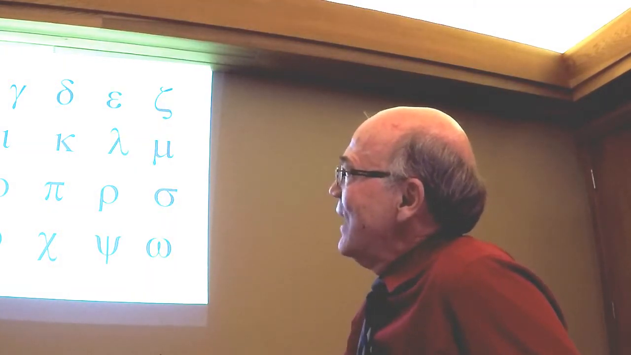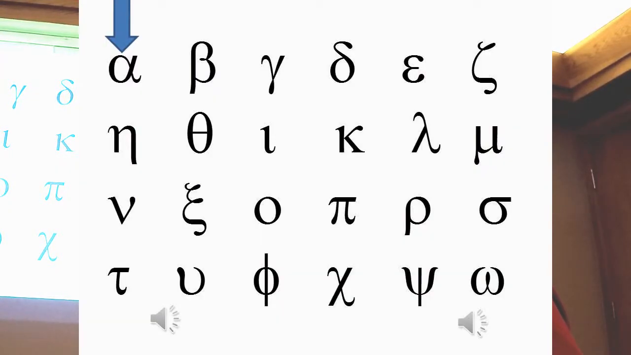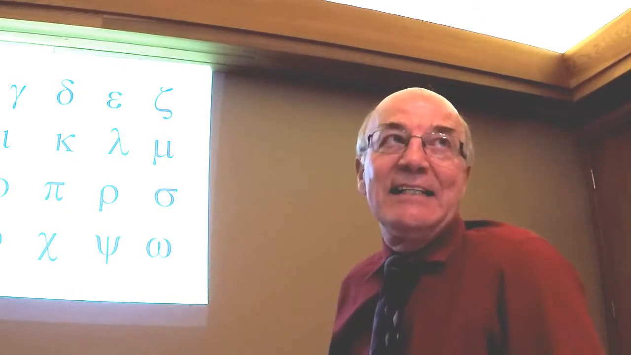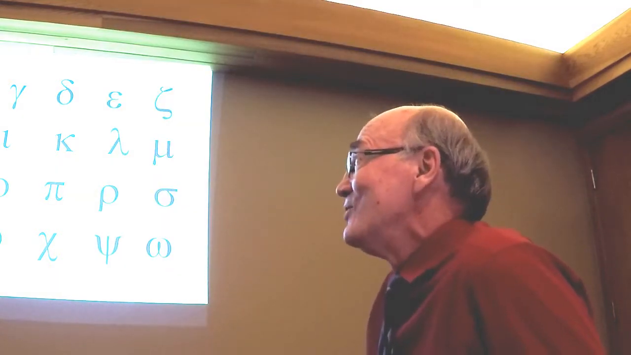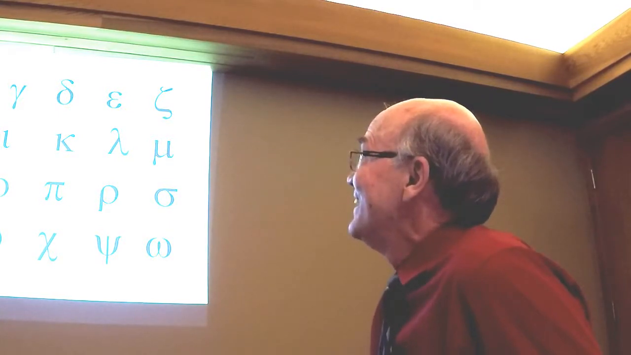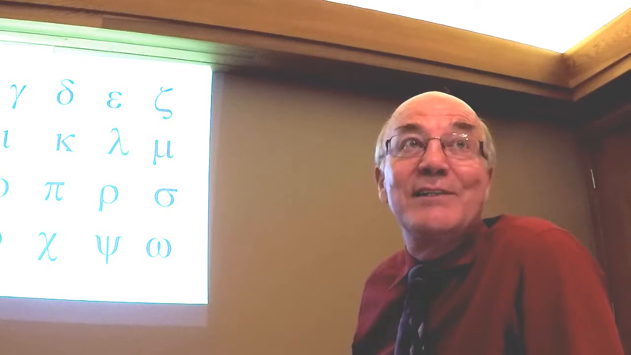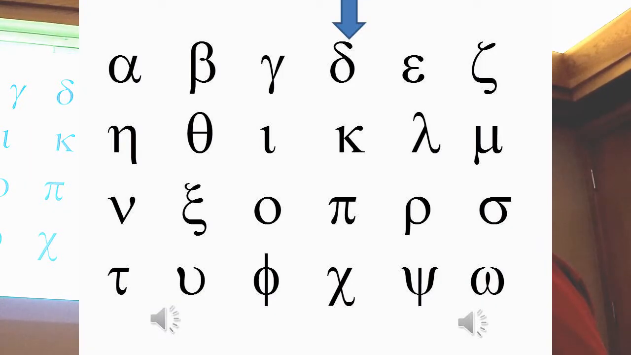Notice how the alpha looks similar to an A. The beta looks similar to a B. What are some of the others that are similar to the English? The kappa, the K. Nu, the uppercase would be very similar. The delta is similar to a D.